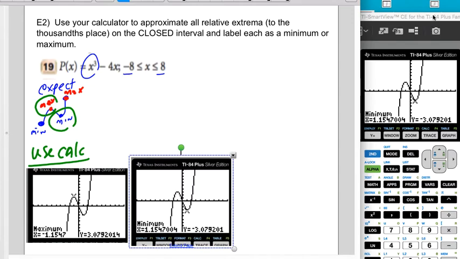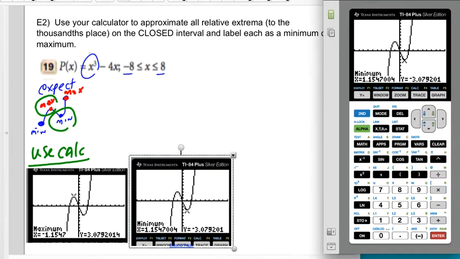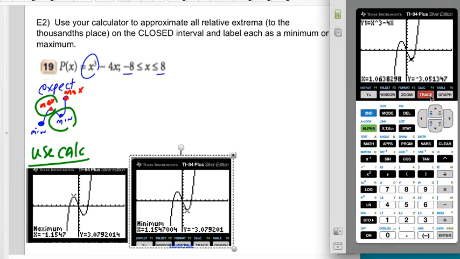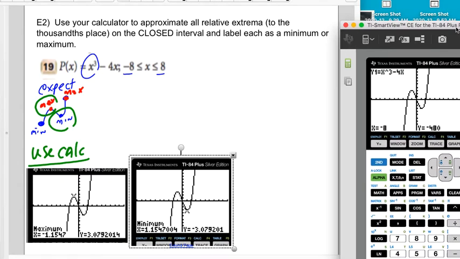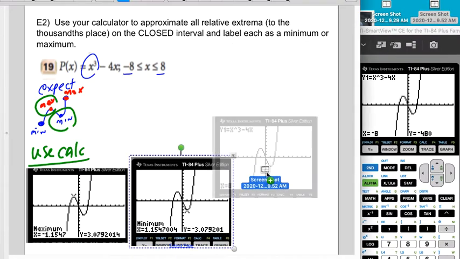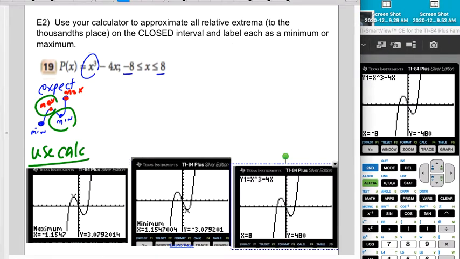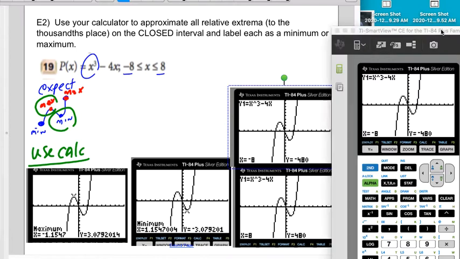But since it's a closed interval, I also have to find the physical y values of those spots. So I'm going to hit trace. I'm going to hit 8 and see what happens. Hey, look, it did it for me. So when I hit 8, I got a value of 480. And when I hit trace and -8, I'm going to get a value that's -480. So if we go ahead and put both of those here. So again, you don't have to plug in the number. You can definitely use your calculator to find that number for you.